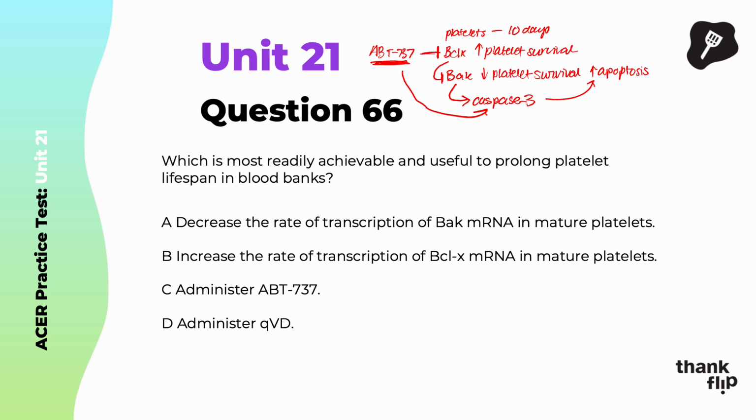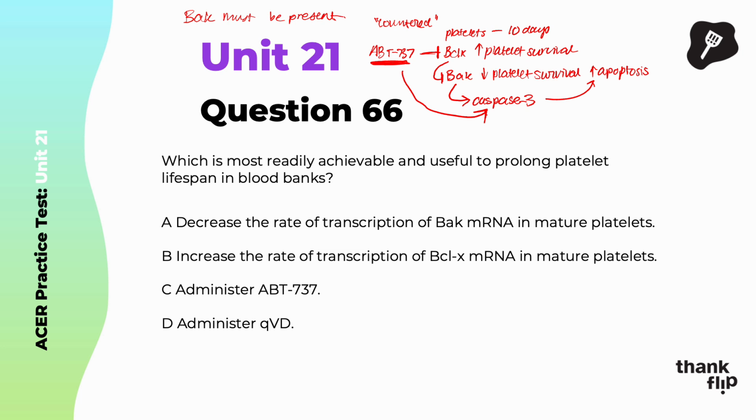And so if we are told that ABT 737 actually acts in the opposite way, well, it says that the effect is countered by ABT 737, then this is just the mechanism by which it's countered. Okay? Now, it does also say that when BAC is actually not present, then ABT 737 doesn't have any impact. So BAC must be present. I'm going to write that down here. All right.